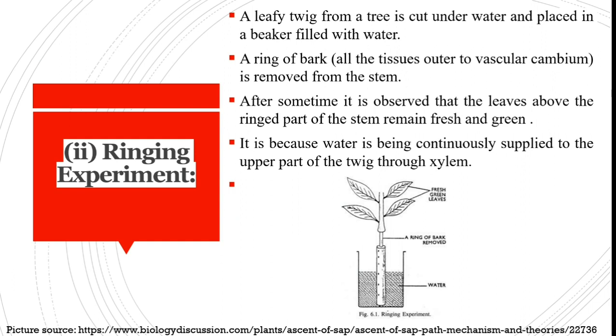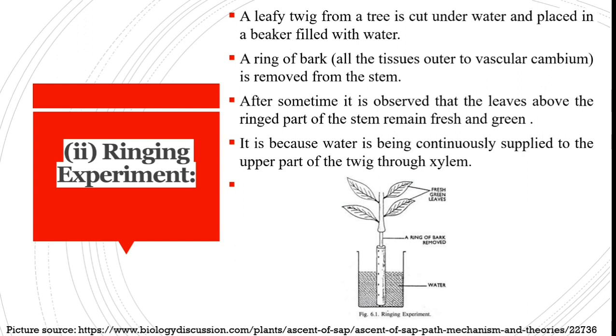Next, another experiment, which is the ringing experiment. In the ringing experiment, a leafy twig from a tree is cut under the water and placed in a beaker filled with water. A ring of bark, meaning all the tissues outside the vascular cambium, is removed.